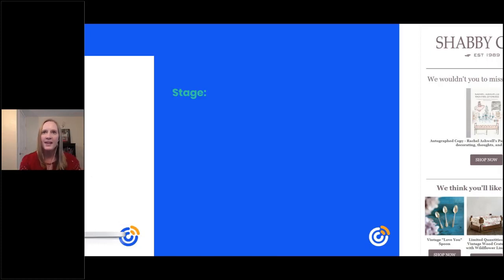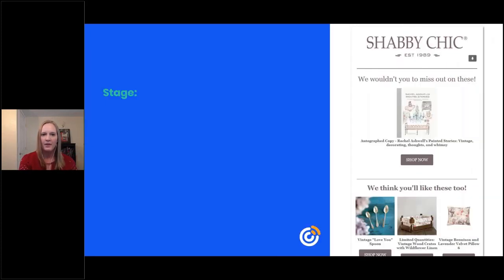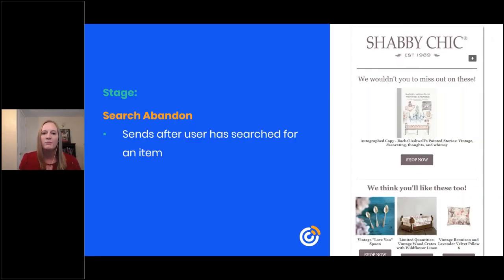Now, next up is the stage called search abandon. These emails will trigger 24 to 48 hours after a user has searched for something on your website. And it's going to send based on the user's best time of day prediction as well. That's really a great feature with this. Now, these emails typically convert well due to targeted users' engagement levels and the accuracy of the recommendations that get populated in these emails.